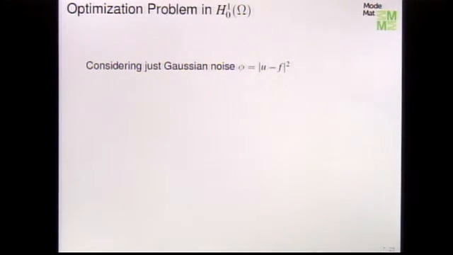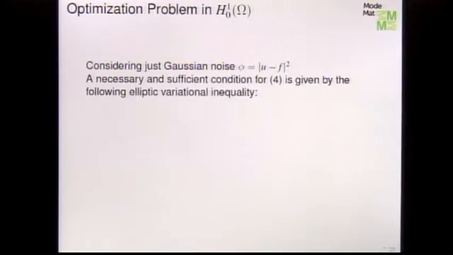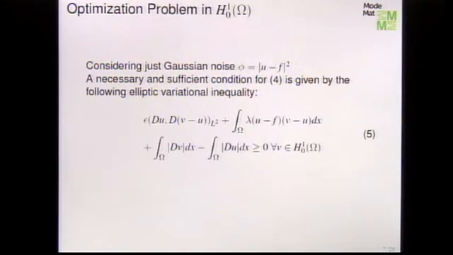Now I will make the first step. I will limit this first problem to just the Gaussian noise. Just for purposes of experimentation, I will choose the Gaussian noise, which is described by this data term. And this formulation in H01 gave us this. So this is the formulation that we will be working on.